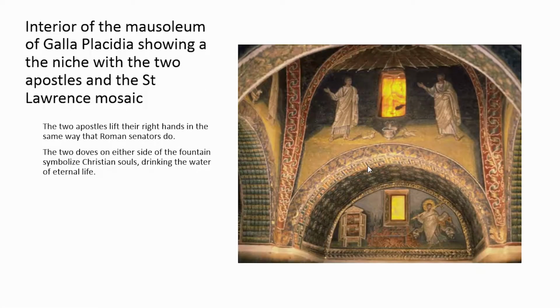This particular image is two apostles up above in St. Lawrence. And you can notice here, if you remember back to our friend Aulus Metellus and how he lifted his hand, these are all wearing this Roman garb, and they're lifting their hands just as Roman statesmen do. And we see two doves here on either side of this fountain. That's a symbol of Christian souls drinking the water of eternal life. And you can see all this vine decoration, very stylized.